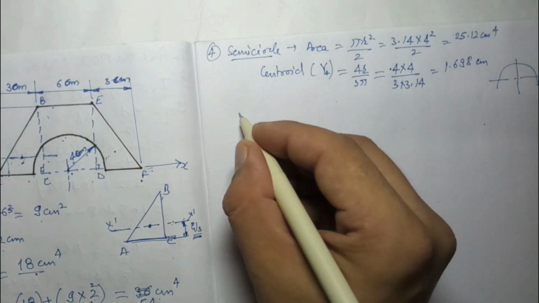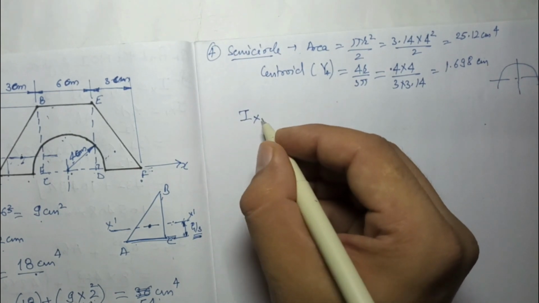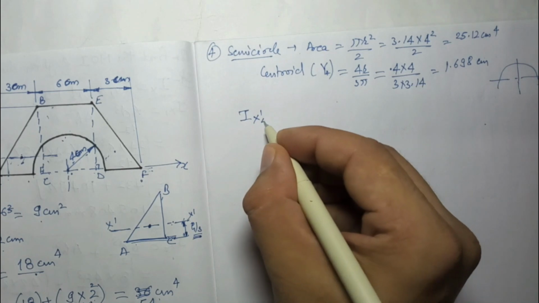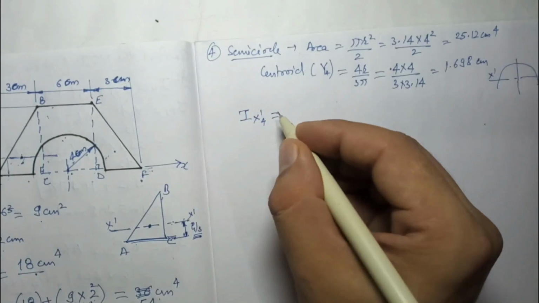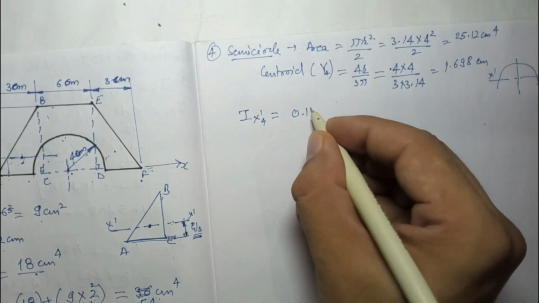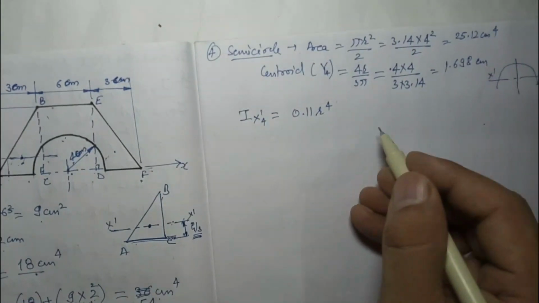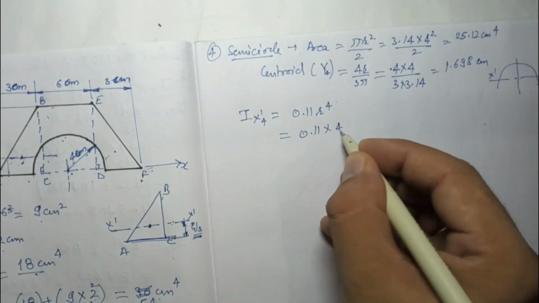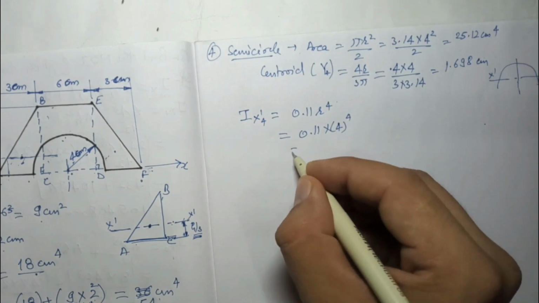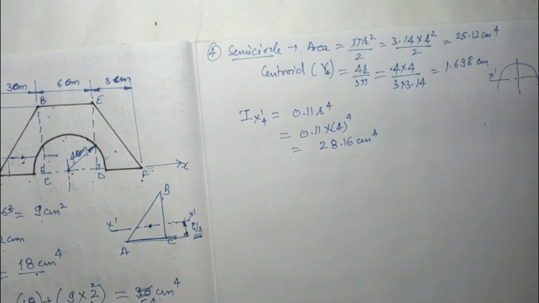Now we will find the moment of inertia about this centroid axis, x dash. We have the direct formula, 0.11 r power 4 for the semicircle. I have covered all these things in the previous topics. So with the power 4, we get 28.16 centimeter power 4.